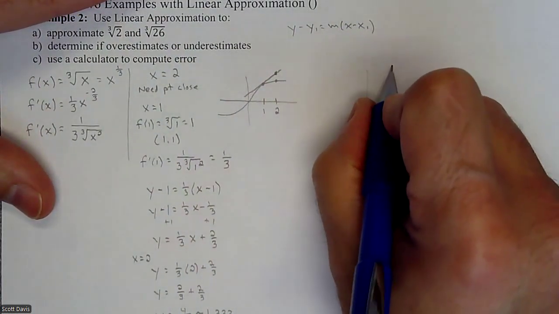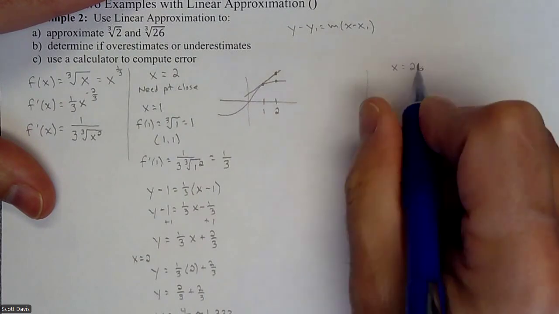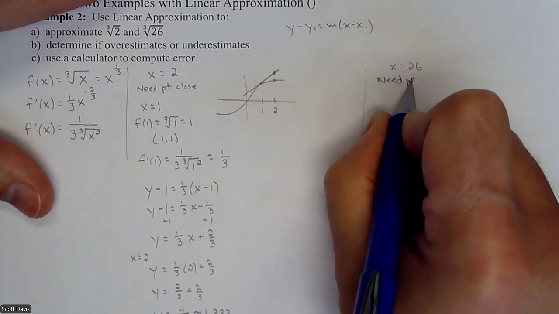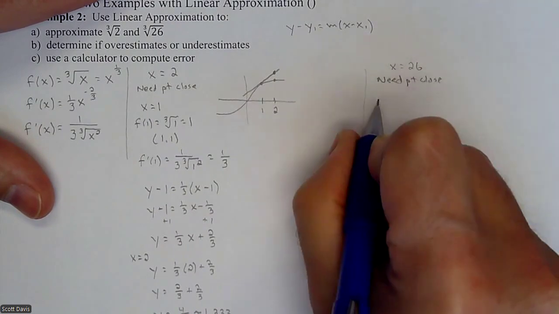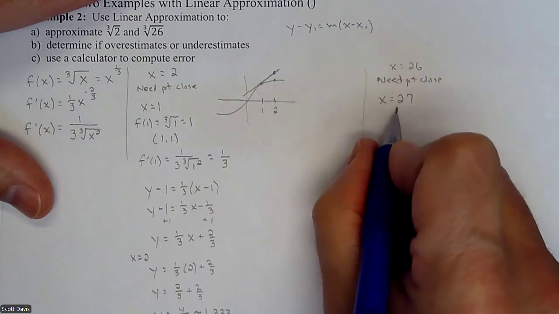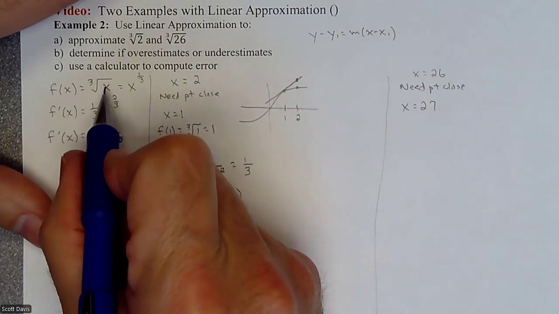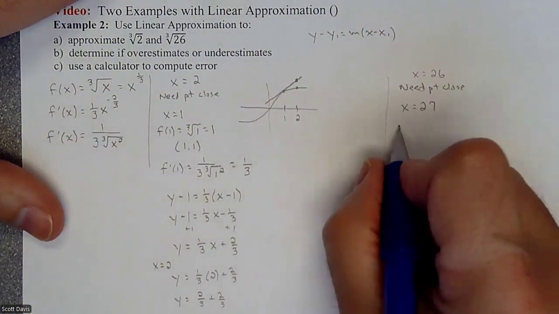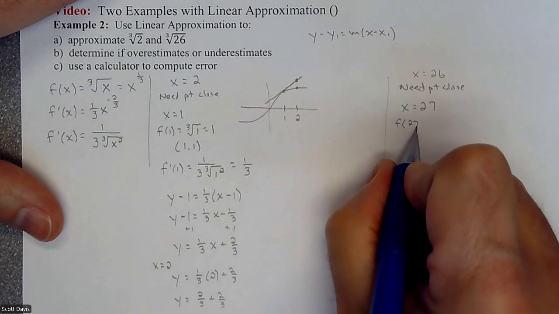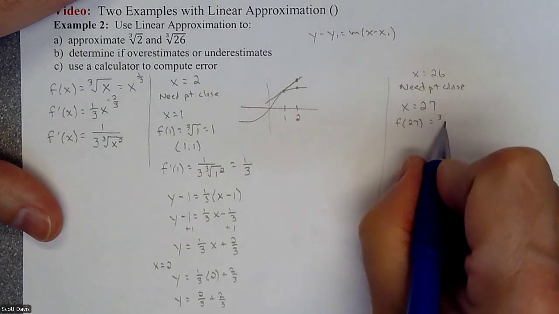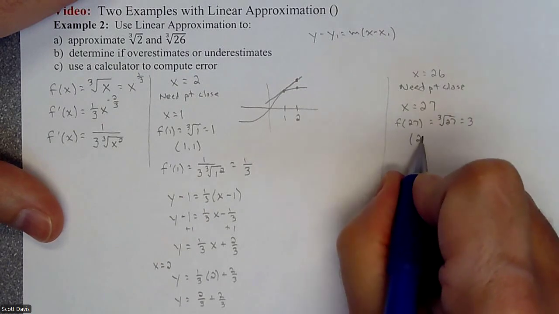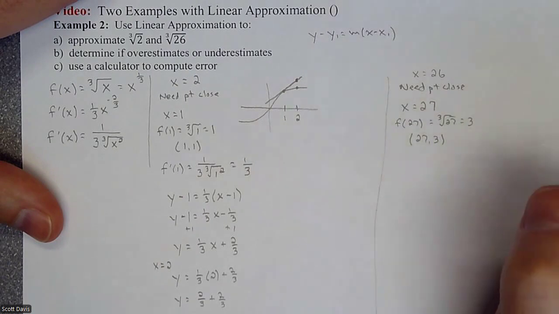So we're doing 26 is the value that we're focused on. We need a point that's close. So perfect cube would be 27. So if I plug in 27 and I cube root that 27, f of 27 is going to be the cube root of 27, which is 3. So when I plug in 27, I'm getting 3 out.